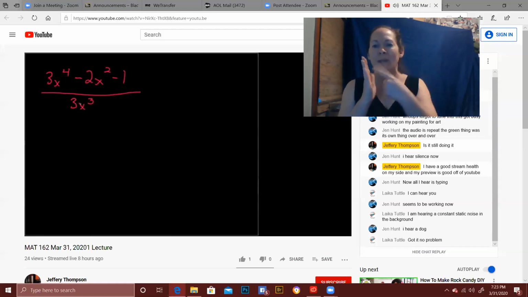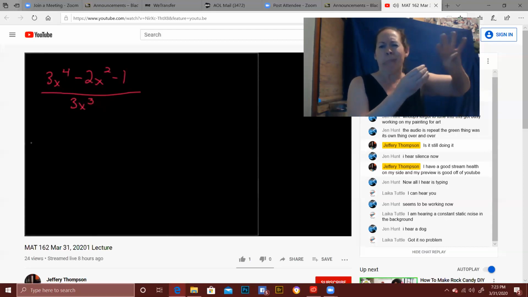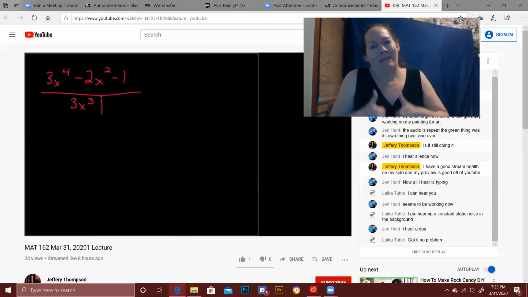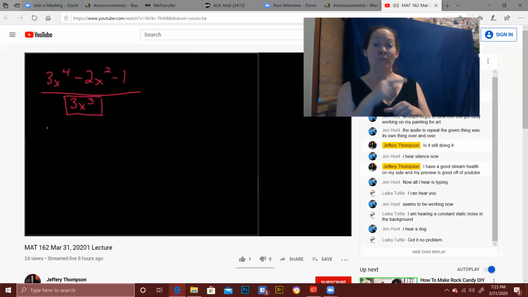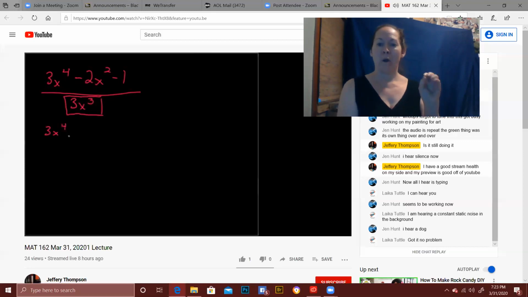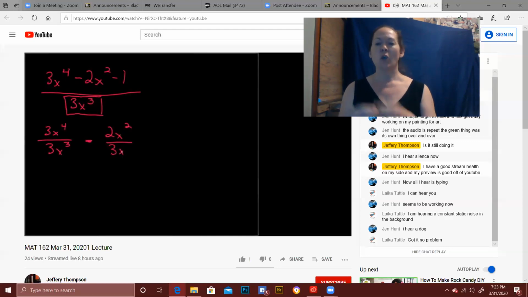All right, so we're dividing by a monomial, so we can break it apart into individual terms. Again, the key is there are no additions and subtractions in the denominator. So I can look at it term by term of the numerator, sharing that denominator.